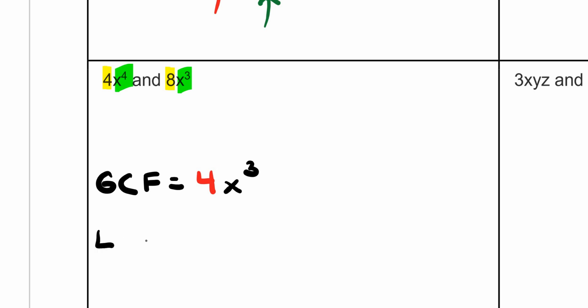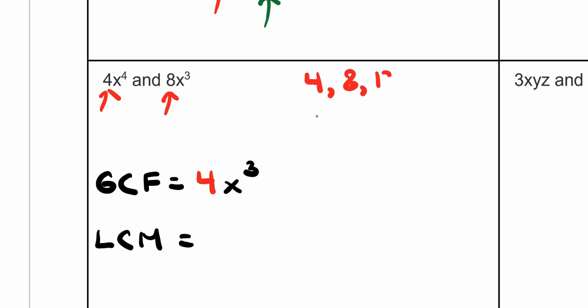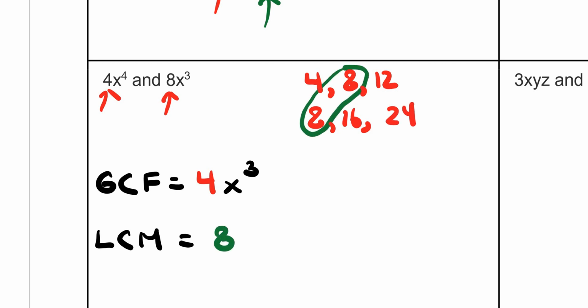And then for our least common multiple, look at the 4 and the 8. What's the first common multiple between 4 and 8? Well, if I look at my multiples of 4, I have 4, 8, 12. My multiples of 8 are 8, 16, 24. Clearly, the first multiple is going to be 8. Okay, and then which one has the higher power, x to the 4 or x to the 3? Well, it's going to be x to the power of 4.